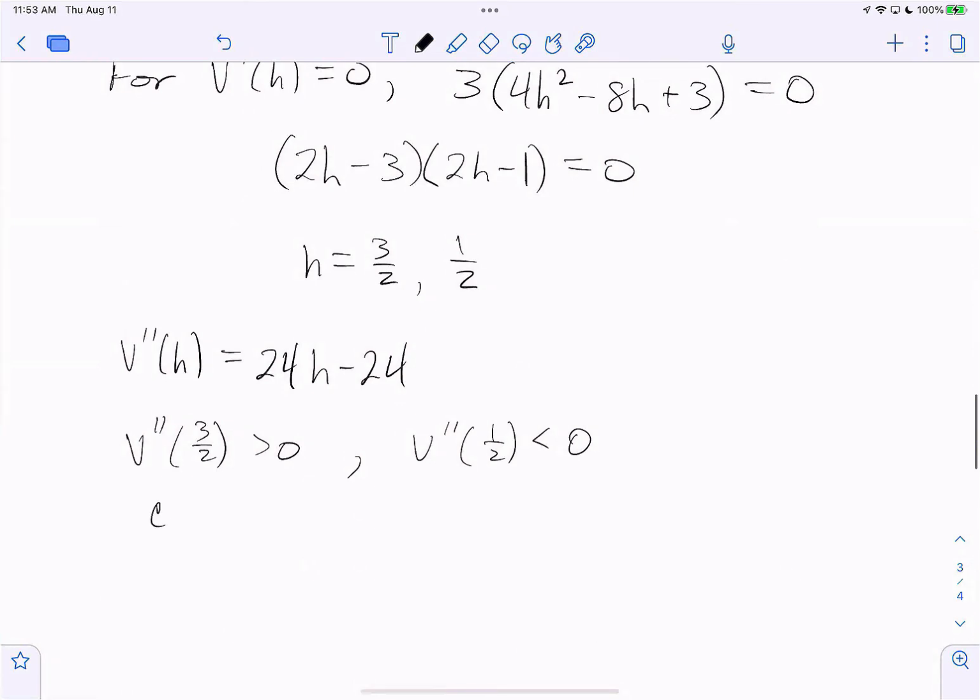Positive is going to be concave up for the second derivative, right? Second derivative being negative is concave down. Concave down is associated with a local maximum. We could also reason that we can reject 3/2.